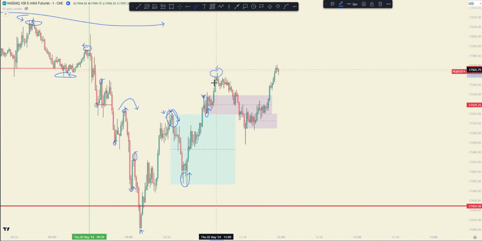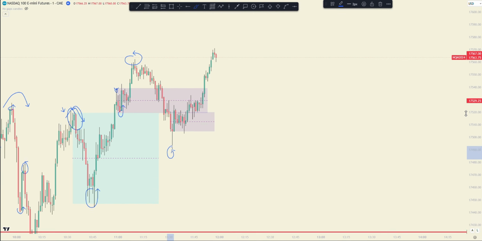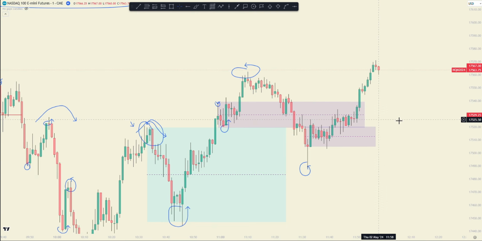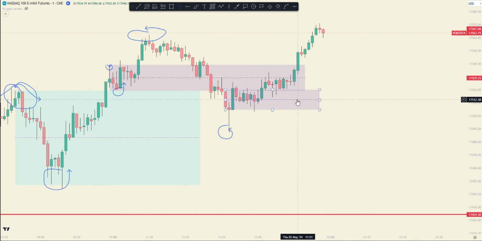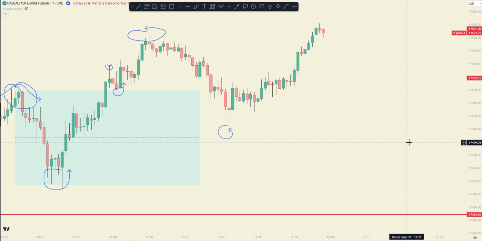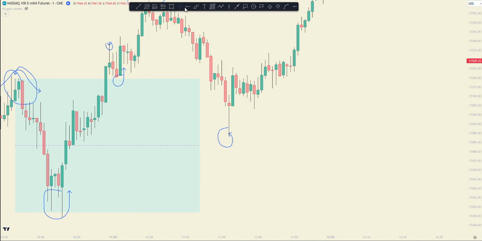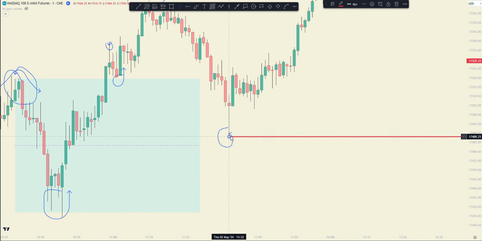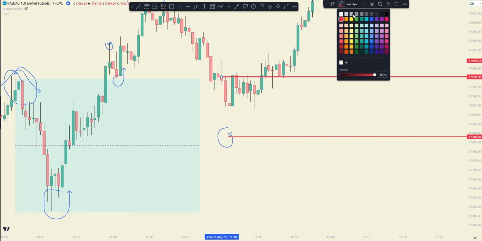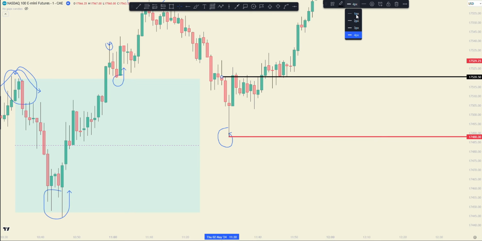So again, we have structure. This is our low, by the way, that we would need to break to have continuation. Okay? That wick. Why? Because there is a gap. You can see it right here. There's a gap right there to the downside. So continuation would occur there. Valid low is still this candle. They had to confirm that candle. Why? It's essentially one candle.